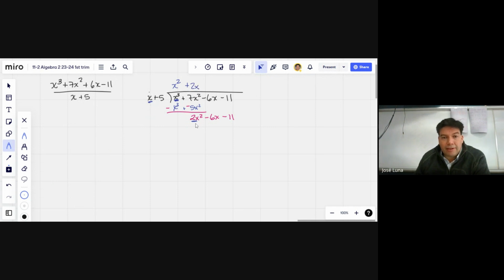So 2x times x, and then we multiply. 2x times x is 2x squared. And 2x times 5, that's 10x. I'm going to write here, plus 10x. Okay? And then I need to subtract, which we already said is change the signs and add. 2x squared plus negative 2x squared cancels. And negative 6x plus negative 10x is negative 16x. And bring down the rest. Minus 11.